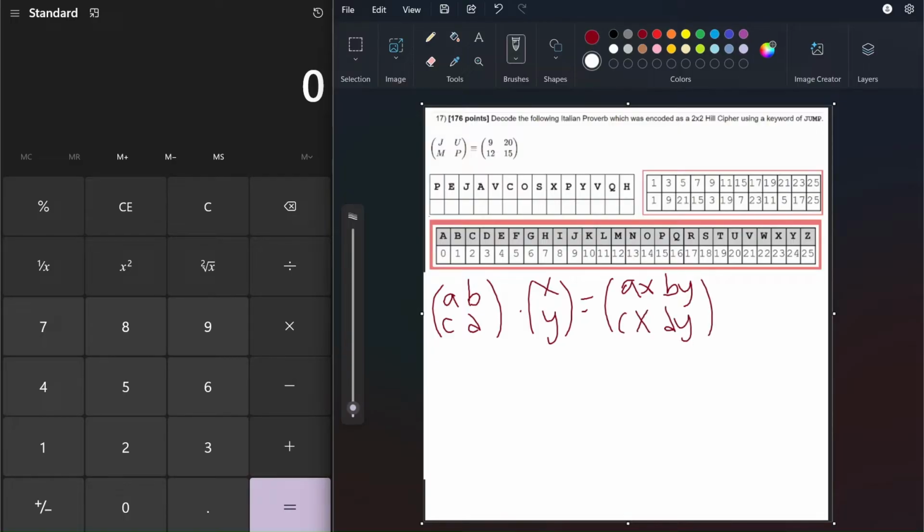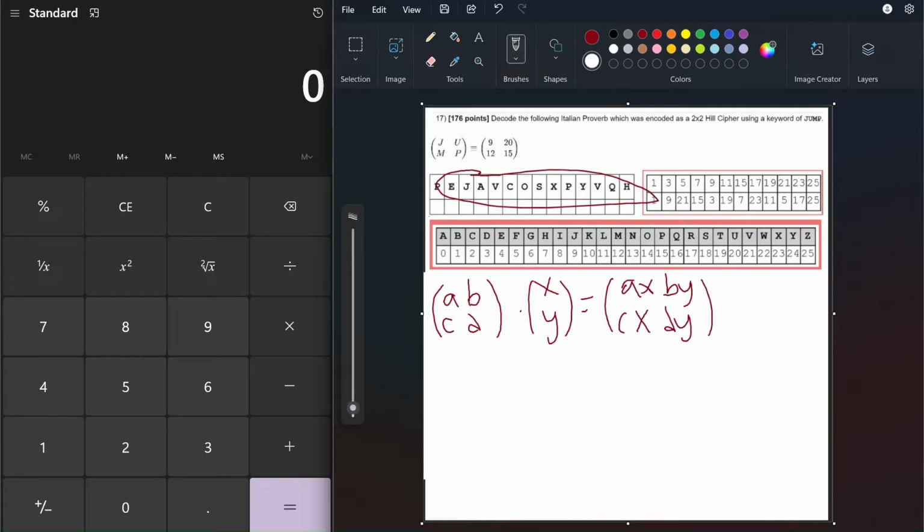All right, so we would multiply that top number, X, to our A and then our C values, and we would multiply this Y, our second value, to our B and D values. So that's how we're going to be multiplying to figure out these values when we actually start solving the cipher.